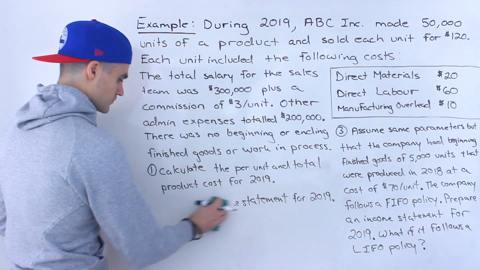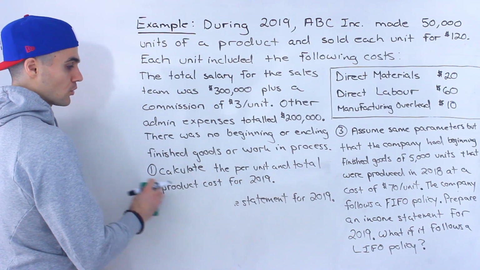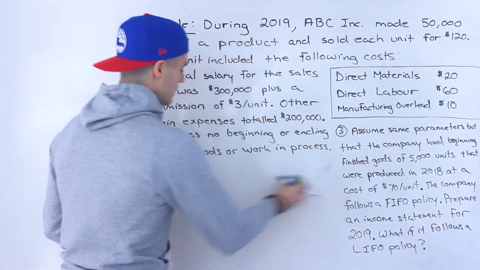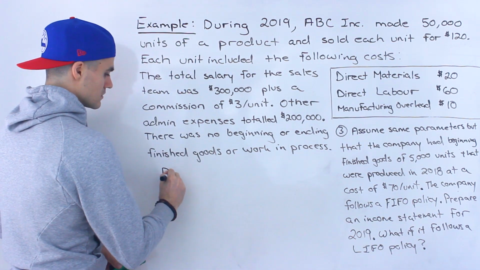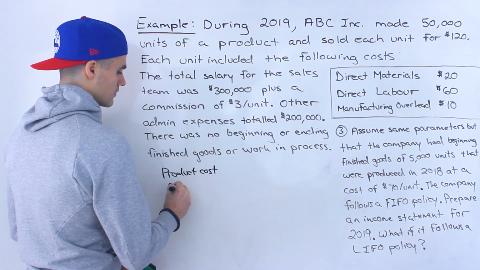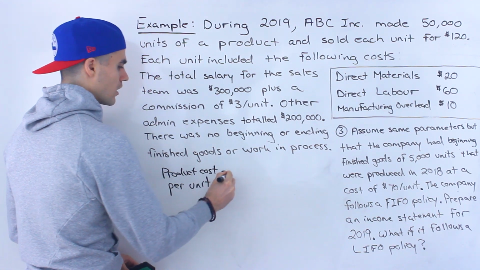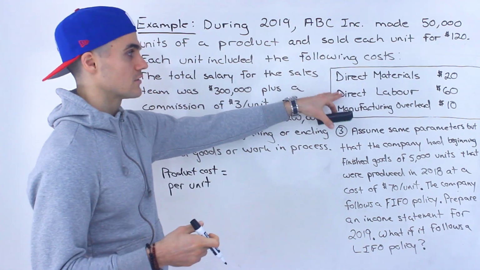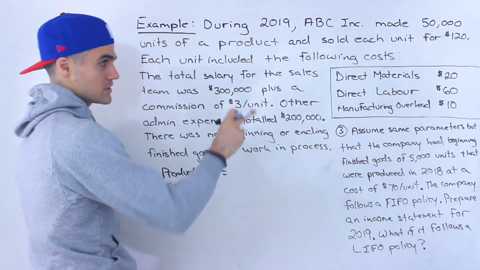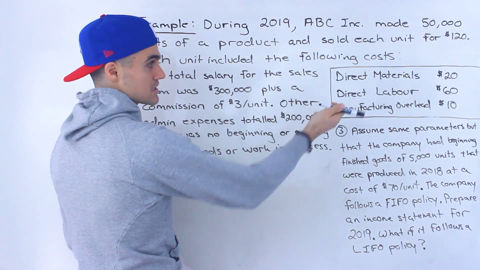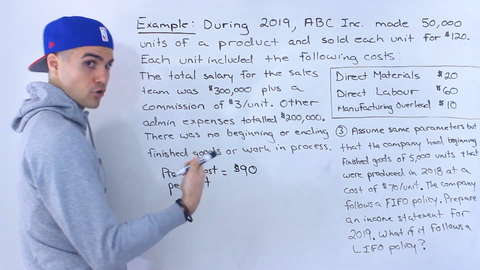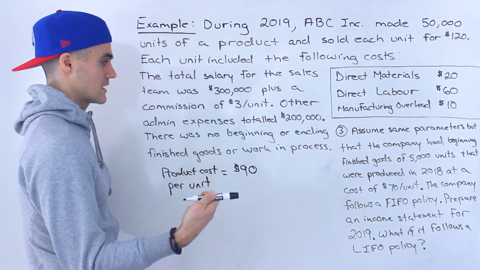Number 1, we have to calculate the per unit and total product cost for 2019. This is actually going to be pretty easy. The product cost per unit, what's a product cost comprised of? Direct materials, direct labor, manufacturing overhead. As I mentioned, those are on a per unit basis already, so we just have to add those. 20 plus 60 plus 10 gives us $90. So that's the product cost per unit for 2019.